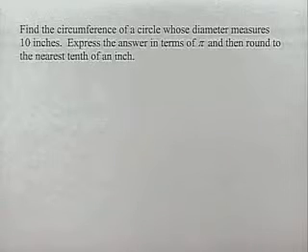In our next problem, we're going to look at finding the circumference of a circle. Find the circumference of a circle whose diameter measures 10 inches. Express the answer in terms of pi, and then round to the nearest tenth of an inch.